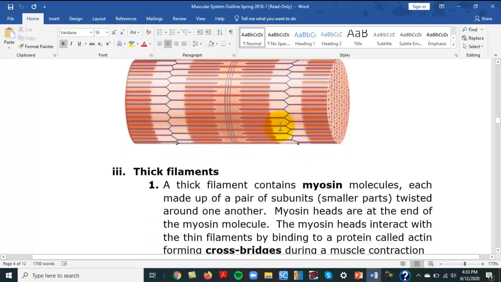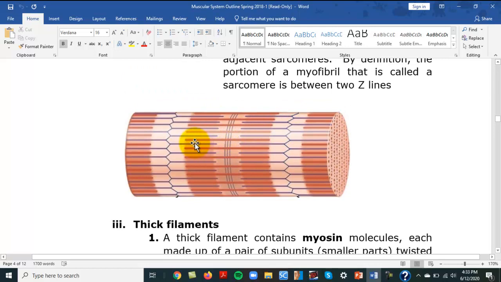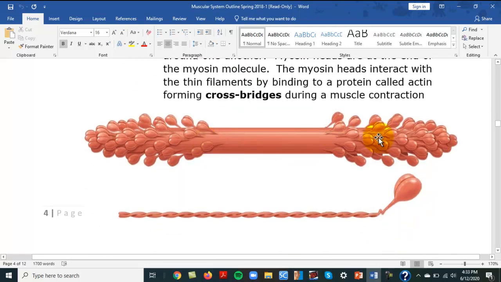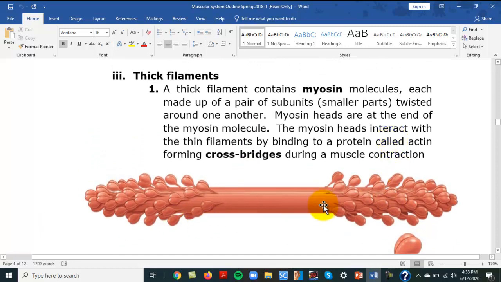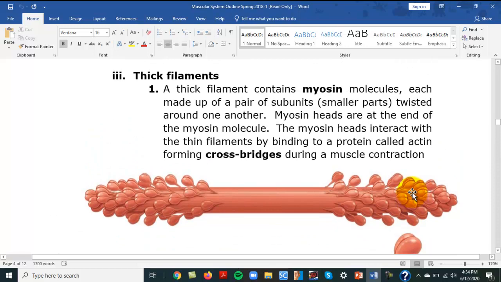So if you blow those up under an electron microscope, we're talking about this red line right here now. If you get even more detailed, this is what a thick filament looks like. It's made of a protein called myosin, which is what that is. And then these little things here look like little golf club heads. Those are the myosin heads, and they're an integral part of when a muscle contracts.